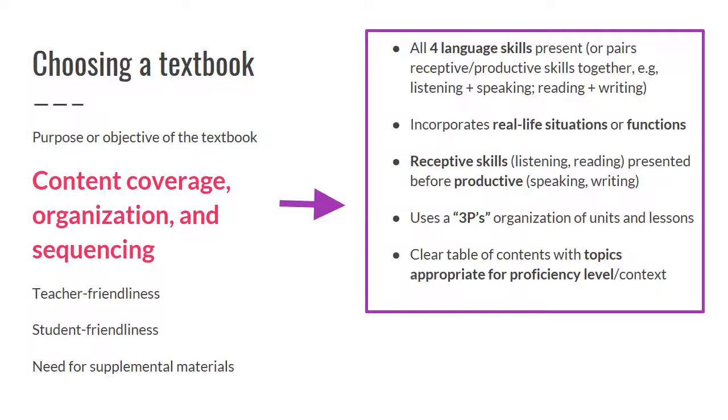Text units and lessons should also adhere to the 3 Ps organizing principle of communicative language teaching. So look for an organization where there is a presentation of new skills first, followed by a guided and structured practice, and concluding with productive activities that get students to speak and write using the new grammar and vocabulary skills they have gained.